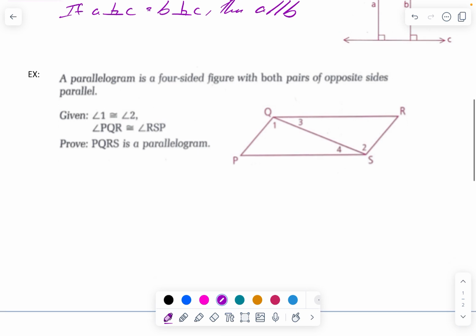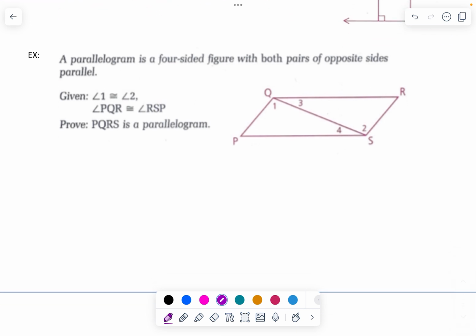Okay, so finally we have this proof. It says a parallelogram is a four-sided figure with both pairs of opposite sides parallel. So that is the definition of a parallelogram. Now there will be a lot of properties of parallelograms that we're going to find out, but by definition, it has both pairs of opposite sides parallel. So that's what we need to prove.